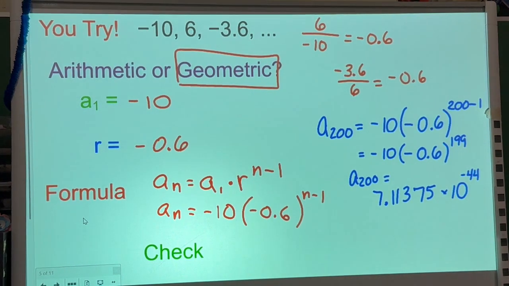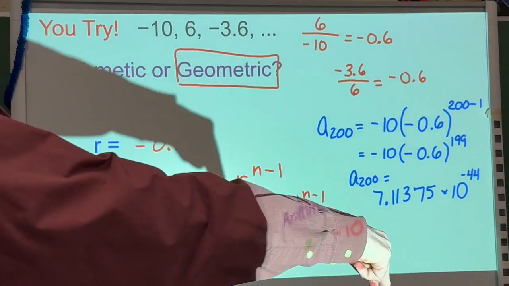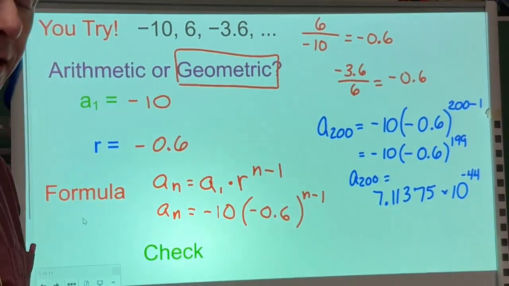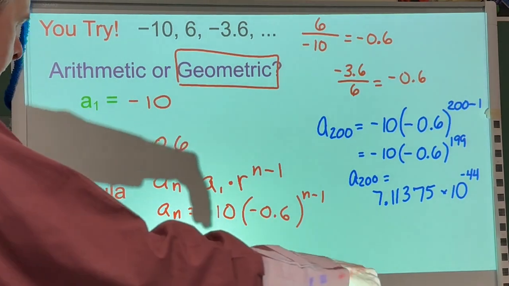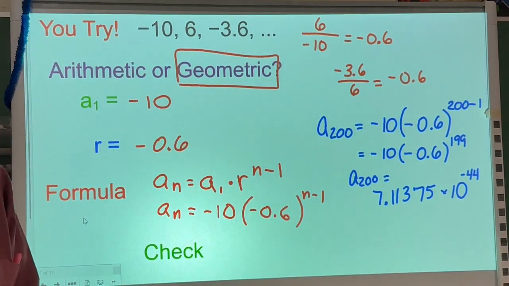Question to you. Since we have a negative here and a negative here, and I know that 2 negatives make a positive, can I just get rid of the negatives and make it 10 times 0.6 to the n minus 1?